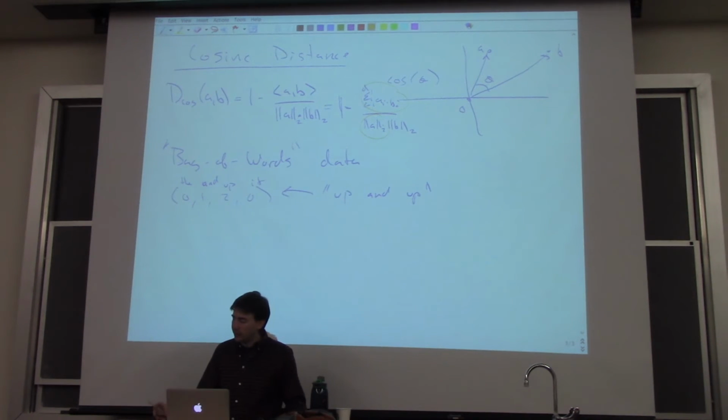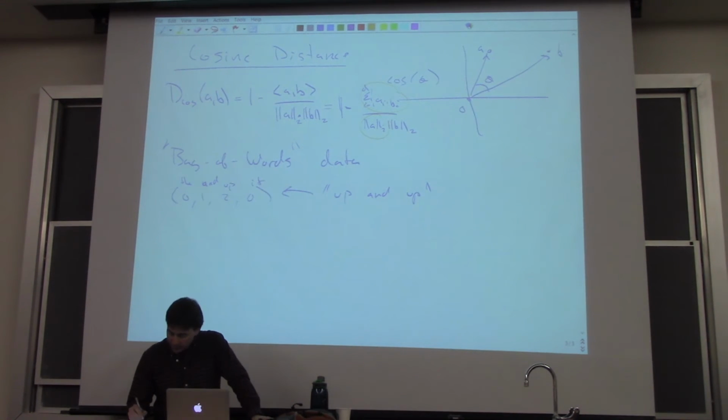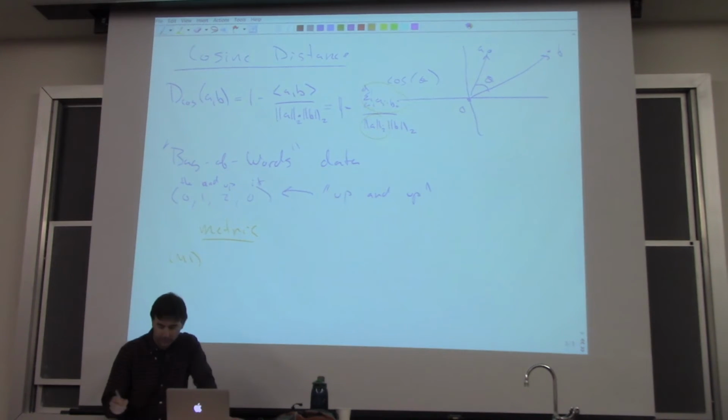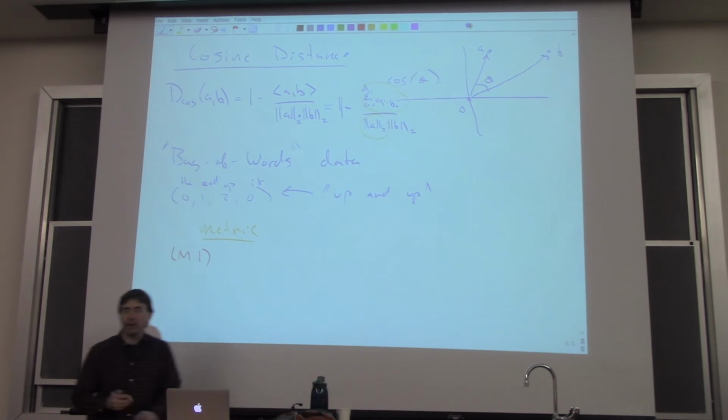Okay, so is this one also going to be a metric? Okay, well, let's go through. So M1 is orange. Let me switch colors. M1 was the property that it always had to be greater than 0.